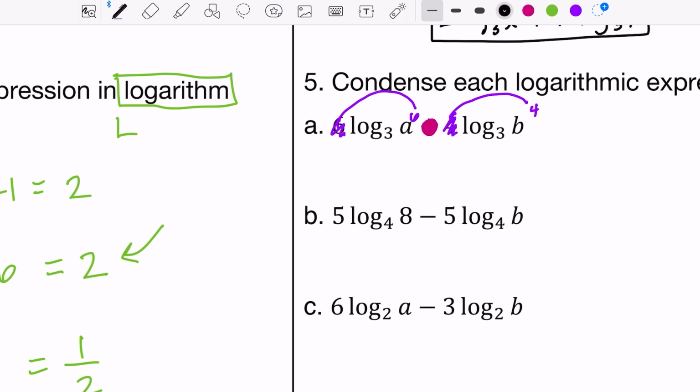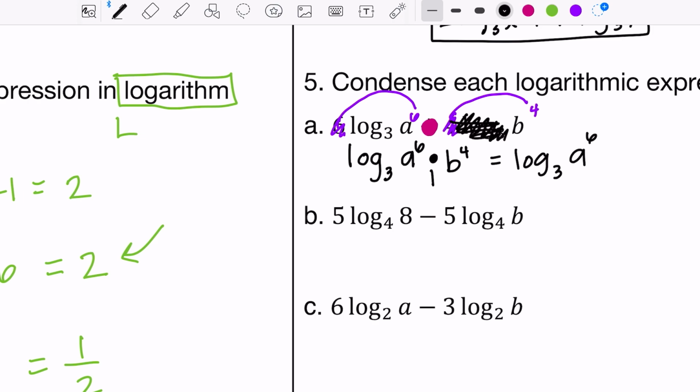And when we're condensing, it's to a single log. So we're just going to cross that out. Then we're just going to see what it writes. We have L, O, G, base 3 of a to the 6th times, all this stuff got canceled out, so it's just b to the 4th. And because mathematicians like to be lazy, they're not going to write that multiplication sign, because anytime it's not written, it's implied. So that's just b to the 4th.